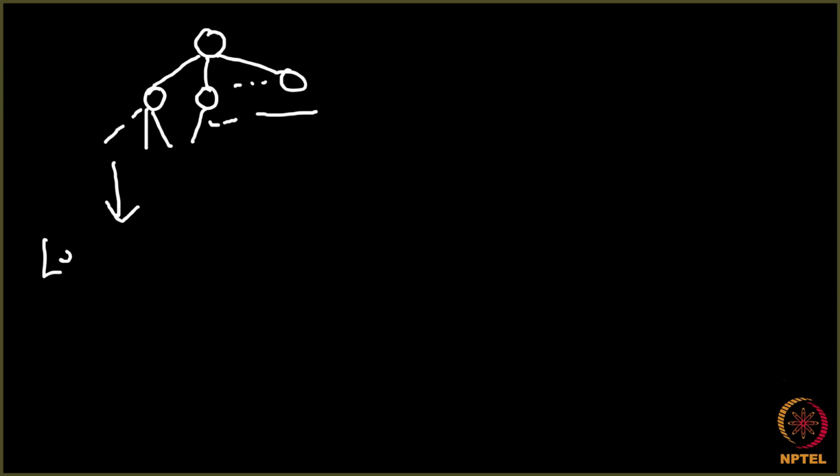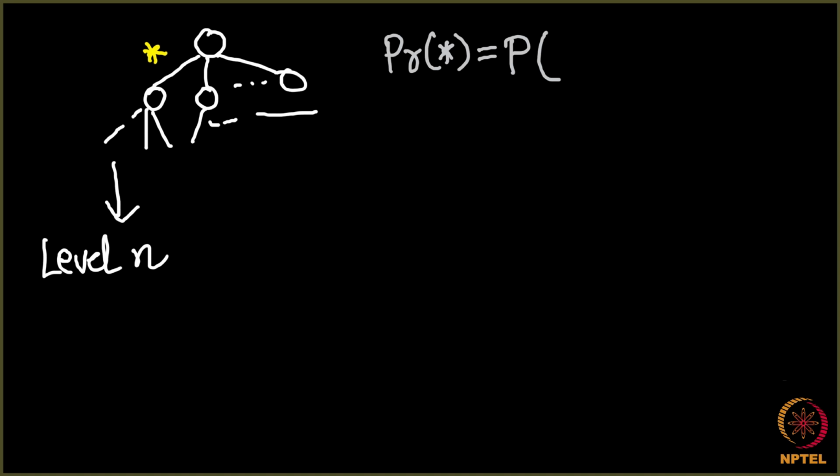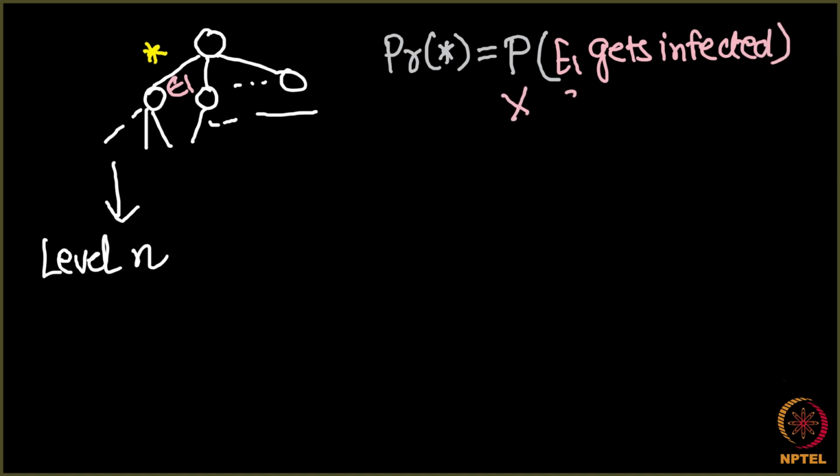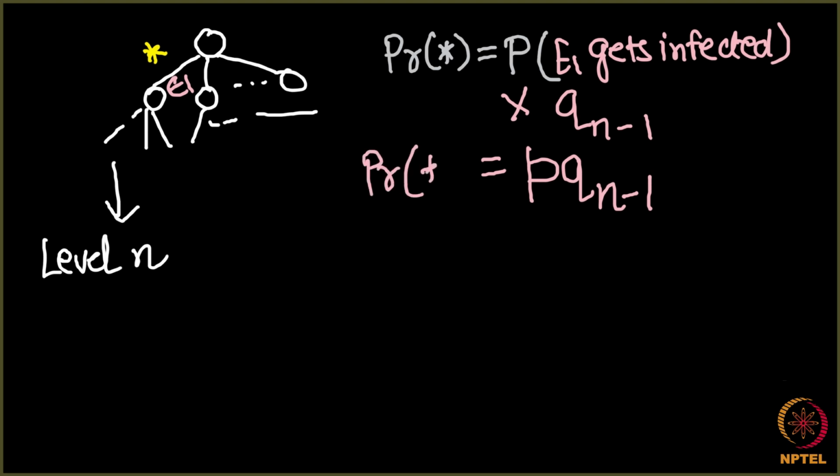So we have this node and it has some k neighbors, which has some k neighbors again and so on. And here is your level N. And then recall what was your event star. Event star was you reach level N through this path. And we said that the probability of event star equals the probability that the edge E1, so if this is E1, the probability that E1 gets infected, multiplied by Qn minus 1, right? And the probability that E1 gets infected is nothing but P. So it is P Qn minus 1 is the probability of event star.